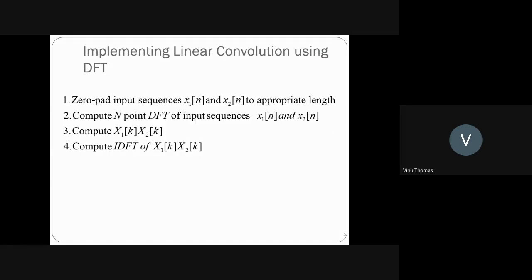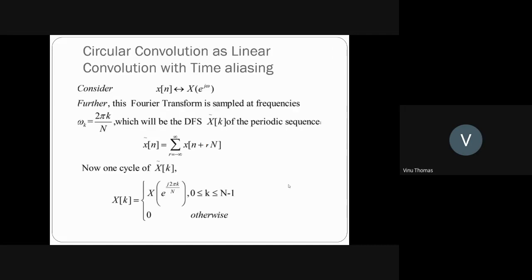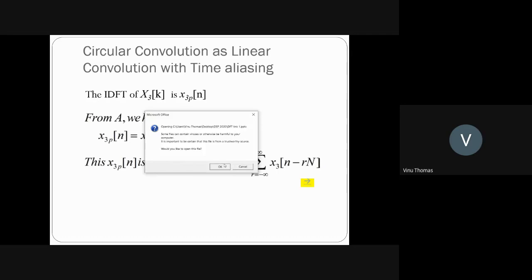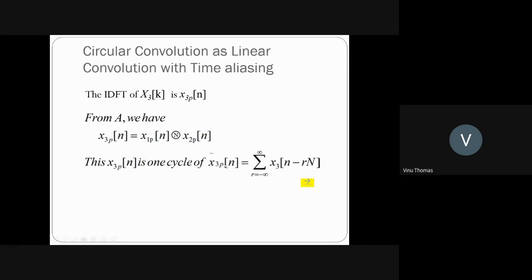For that, all you need to do is perform an L plus P minus 1 point circular convolution. And you know that you can implement circular convolution in the frequency domain by means of the product of the individual DFTs and by computing the inverse discrete Fourier transform. This we have discussed in the previous class. This is how we interpreted circular convolution as the linear convolution with time aliasing. So we'll just go back to the presentation that we had seen to illustrate that circular convolution is time-aliased linear convolution.